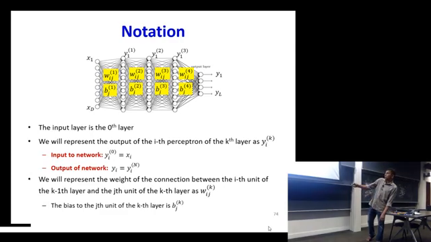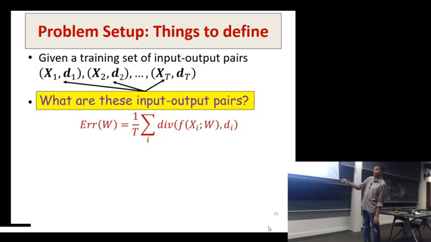So w_ij is the weight from the ith unit in this layer to the jth unit in this layer, and the superscript represents the layer number. So w_ij^k is the connection between the ith unit of the (k-1)th layer and the jth unit of the kth layer. I'm going to have these y's, so y_i^k is the output of the ith unit in the kth layer. The biases use the same notation as the weights. I just say b_j^k is the bias assigned to the jth unit of the kth layer. So hopefully the notation is not confusing. It's very straightforward. So we've defined f.